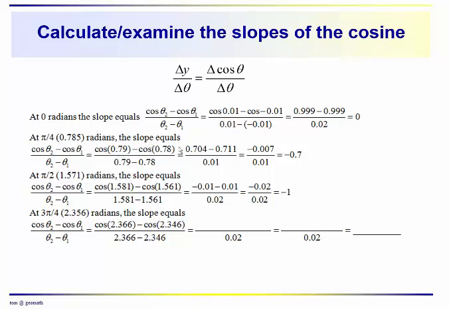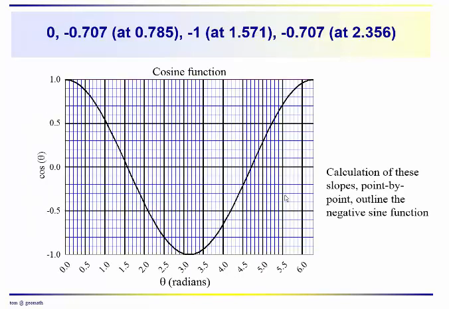We go to pi over 4, or 45 degrees, and the slope of the cosine is minus 0.7. At pi over 2, or 90 degrees, it reaches its maximum negative value of minus 1, and so on. So a laborious process. And if we plot these up, we've got the slope up here. Remember, that's just a line drawn tangent to the function at this particular point. And keep sketching in these points, until we begin to see what the derivative is going to look like.